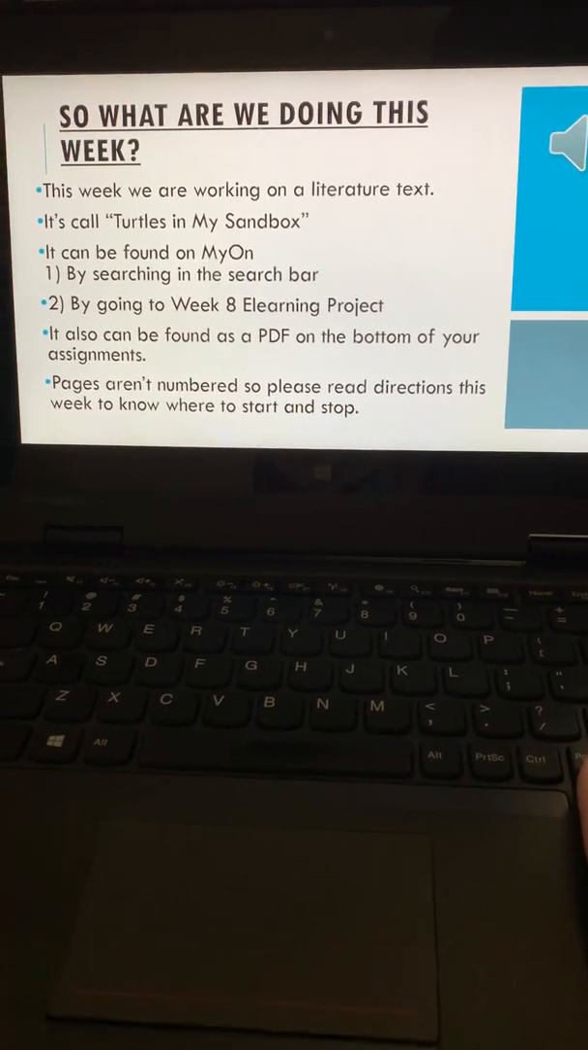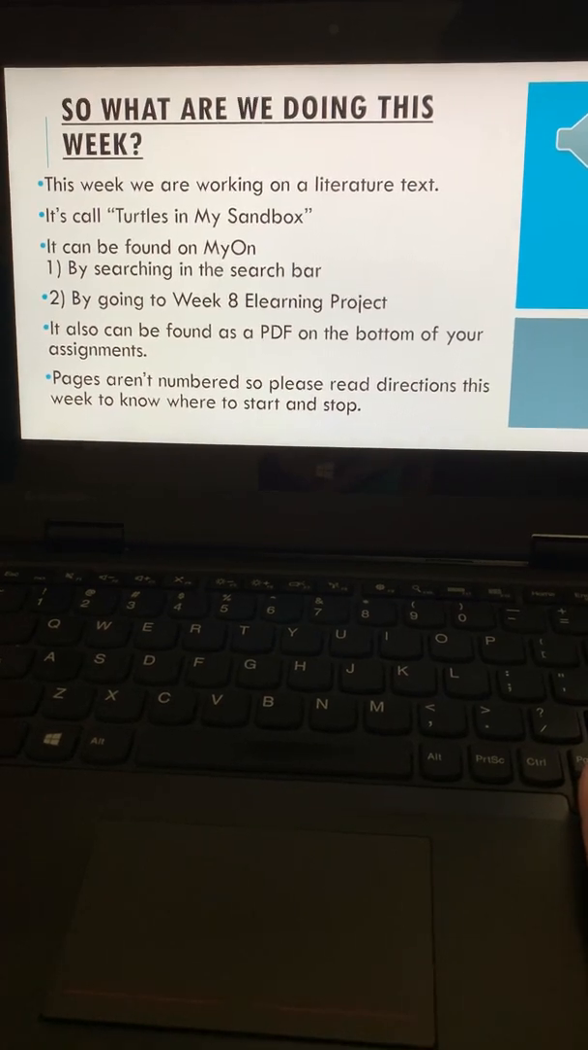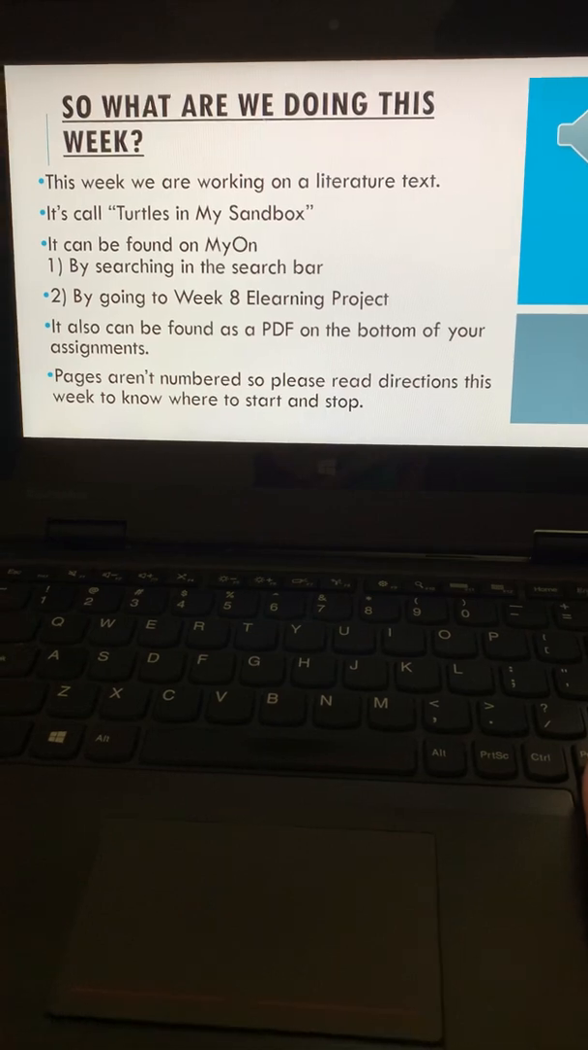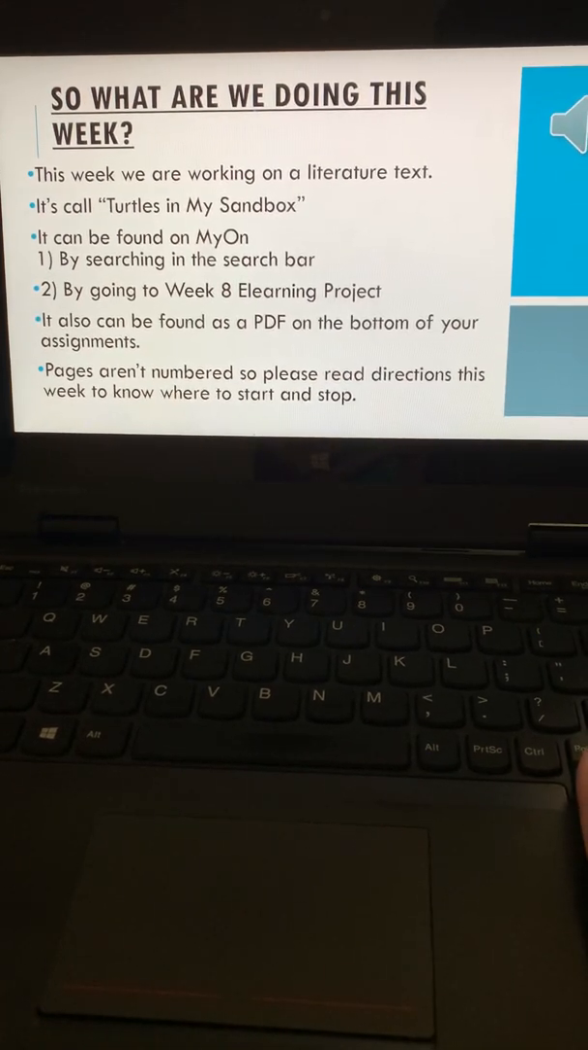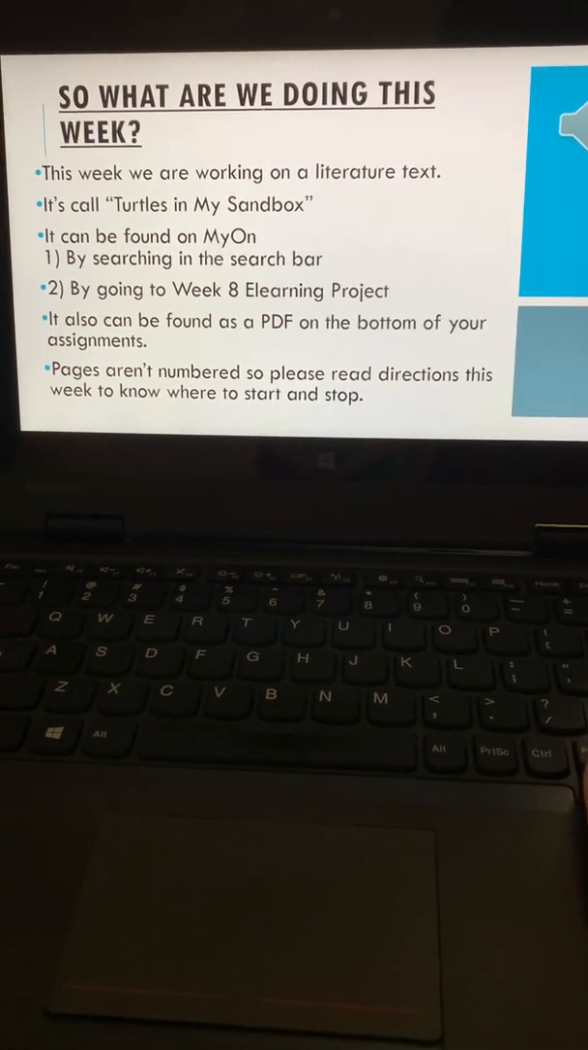In this case this week, we have to be very careful because unfortunately this is another Mayan text that isn't technically numbered. So every day you need to make sure that you're reading the directions so you know where to start and where to stop.